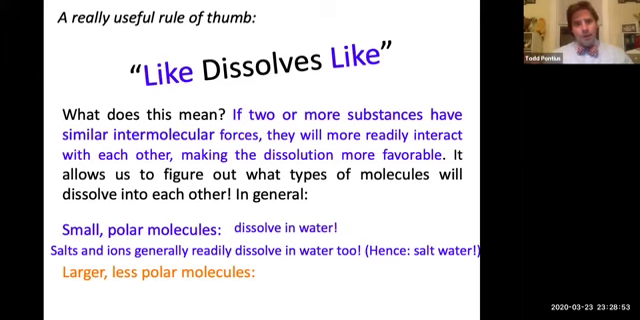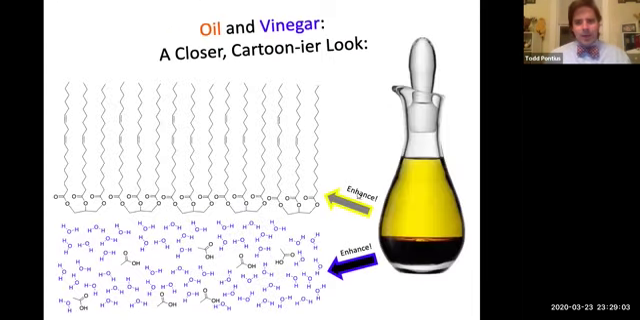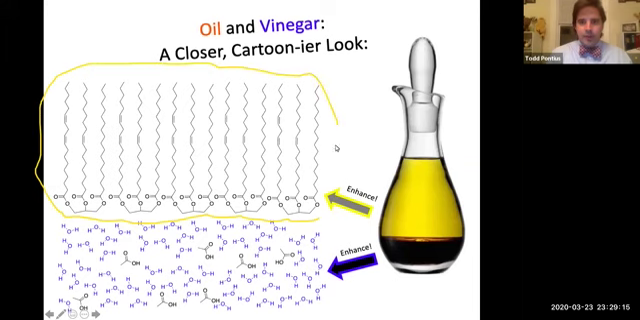Large nonpolar molecules tend to dissolve better in organic solvents, things like hexanes, large hydrocarbons, or ethers. So we also took a look at the example of oil and vinegar. If we have oil and vinegar, they do not dissolve appreciably in each other. We end up having these two immiscible layers.